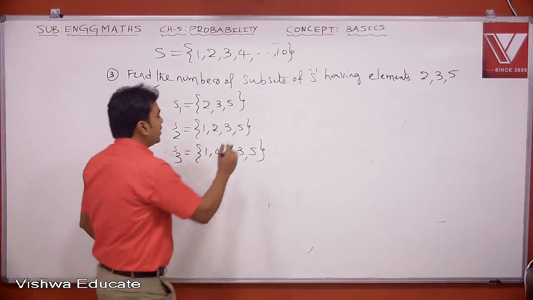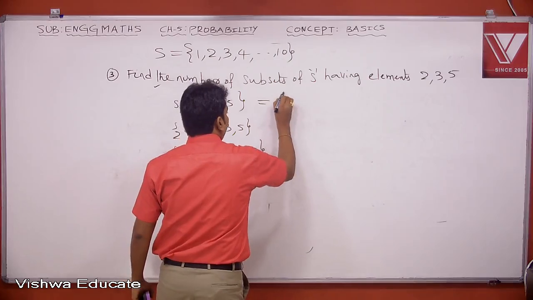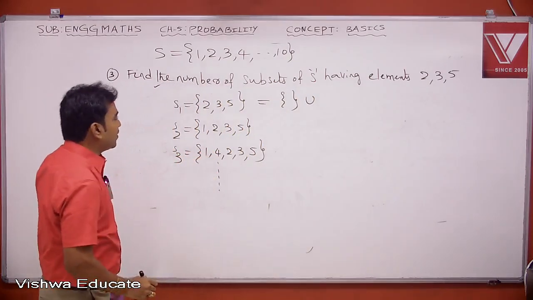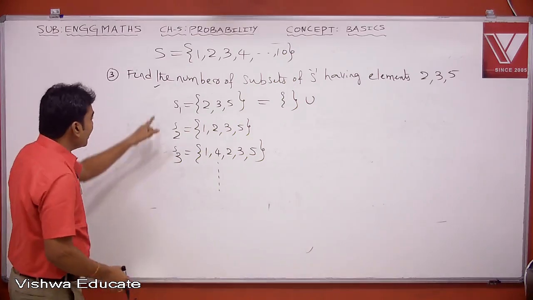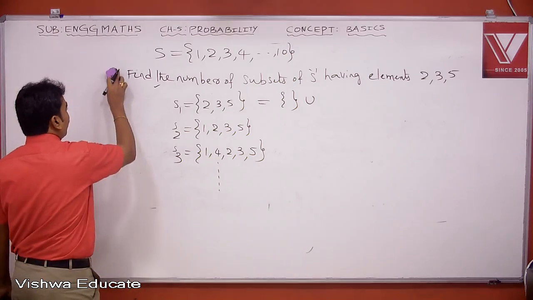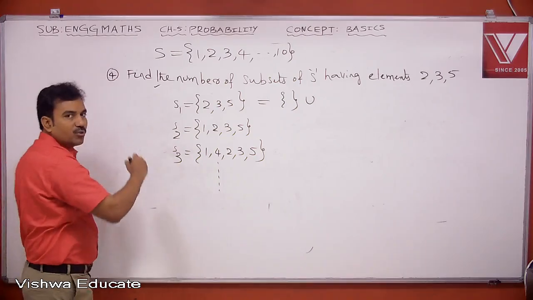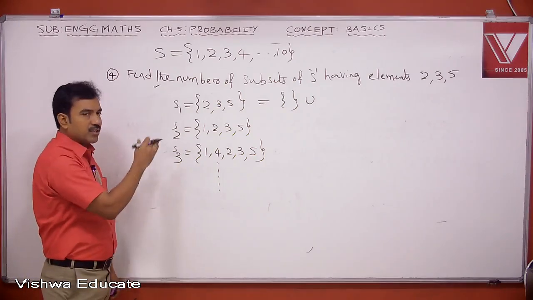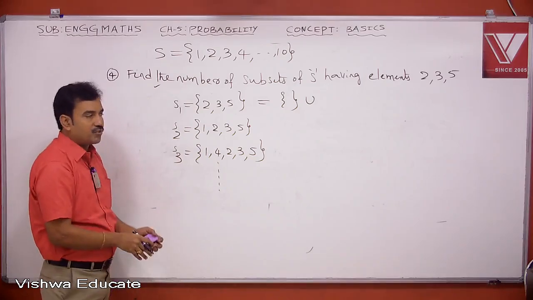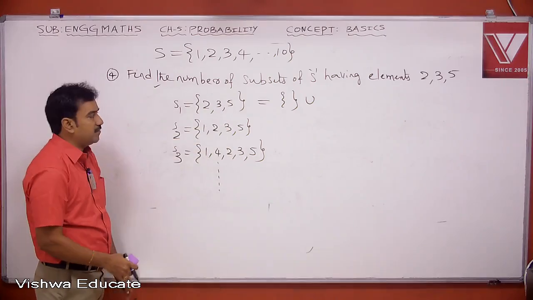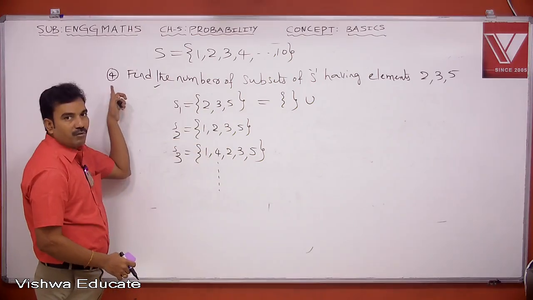Now basically this is nothing but the empty set union this, right? I think actually this is question number 4. I forgot, actually this is question number 4. We will go back to question number 3. Once I discuss question number 4 and 5, I will go back to question number 3. So find the number of subsets of S having elements 2, 3, 5. Now this is question number 4.